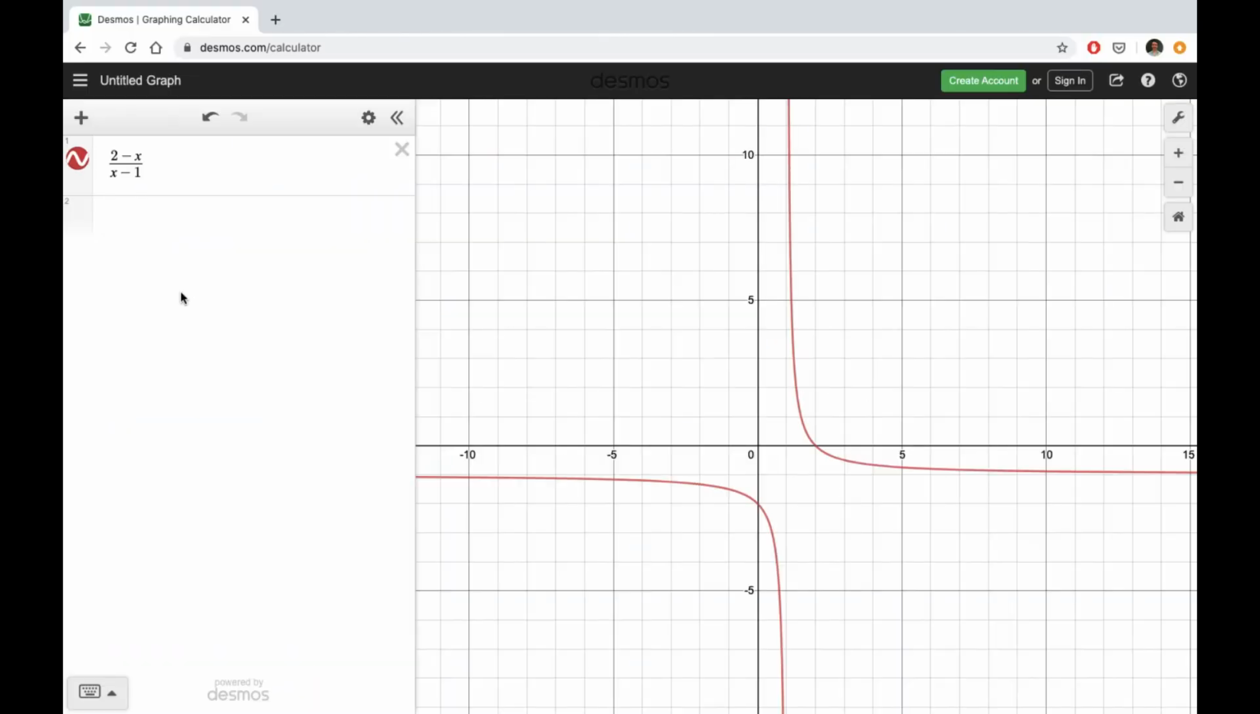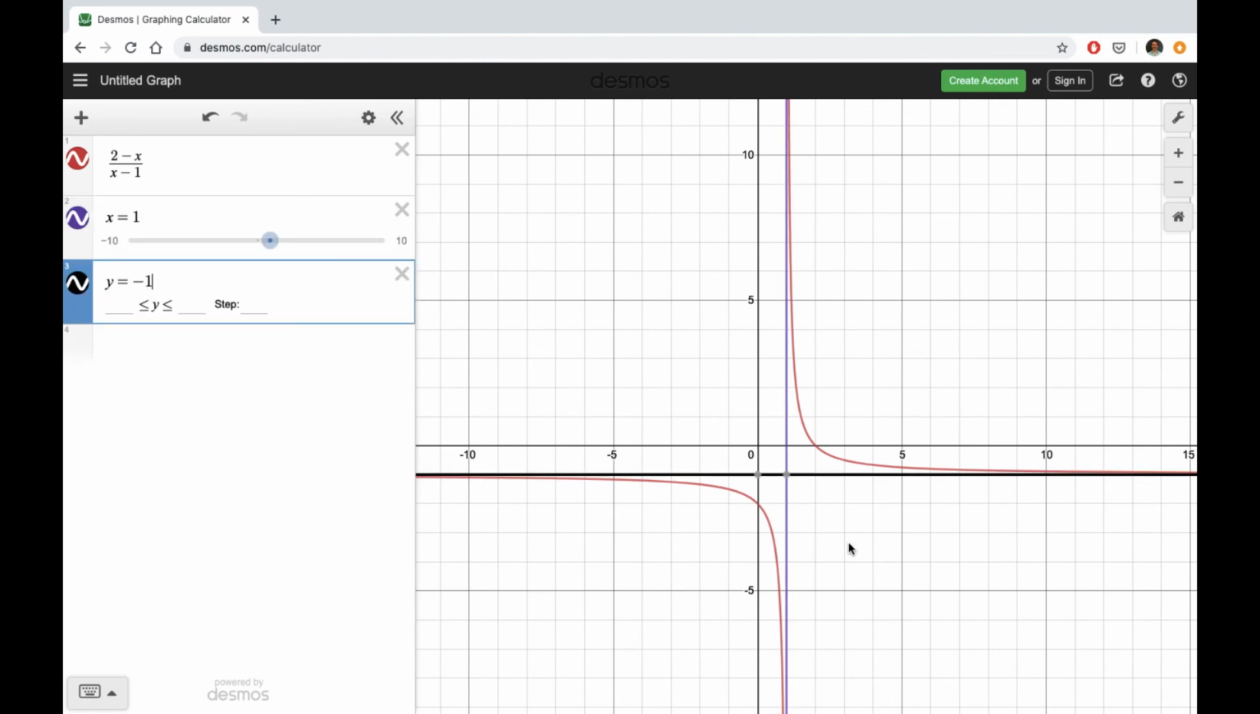What about for this function here? 2 minus x over x minus 1. It looks like we've got a vertical asymptote right here, right around x equals 1. Yep, that seems to fit. And then it looks like we have another horizontal one, but now it's down here at y equals minus 1. And that seems to fit nicely there as well. Notice that our function never touches these asymptotes.